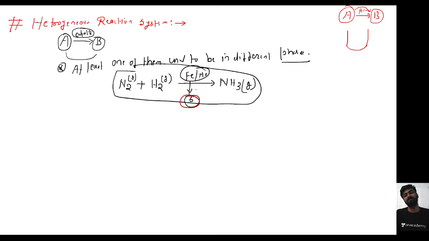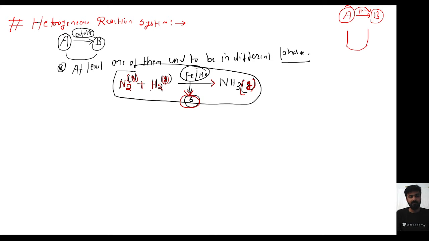Are you getting? So these things you should keep in your mind, at least one of the components should be in a different phase, then it will be called as the heterogeneous reaction system. Okay, so sometimes in an exam you may see these types of questions, because the easiest question that can be made for you people is on the basis of the definition. Okay, so just try to understand the definition. Questions can be made on the basis of definition also, it becomes very important.